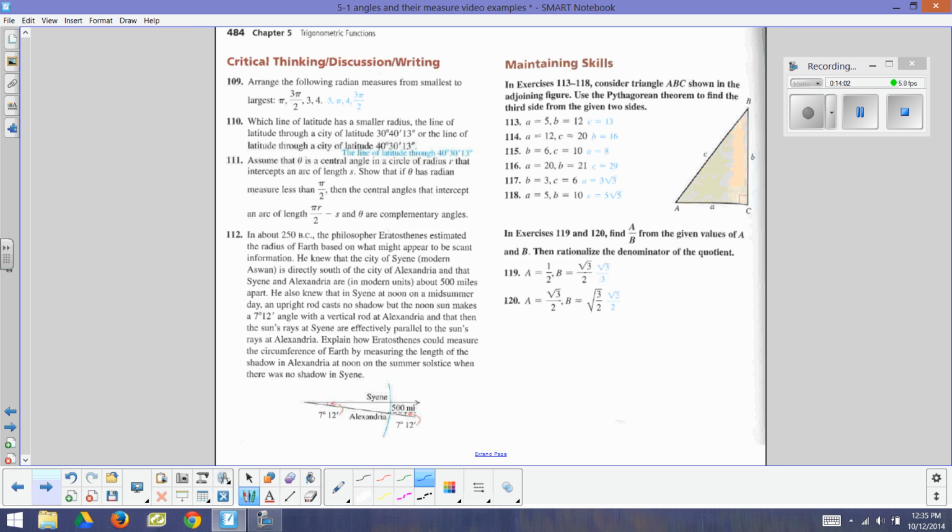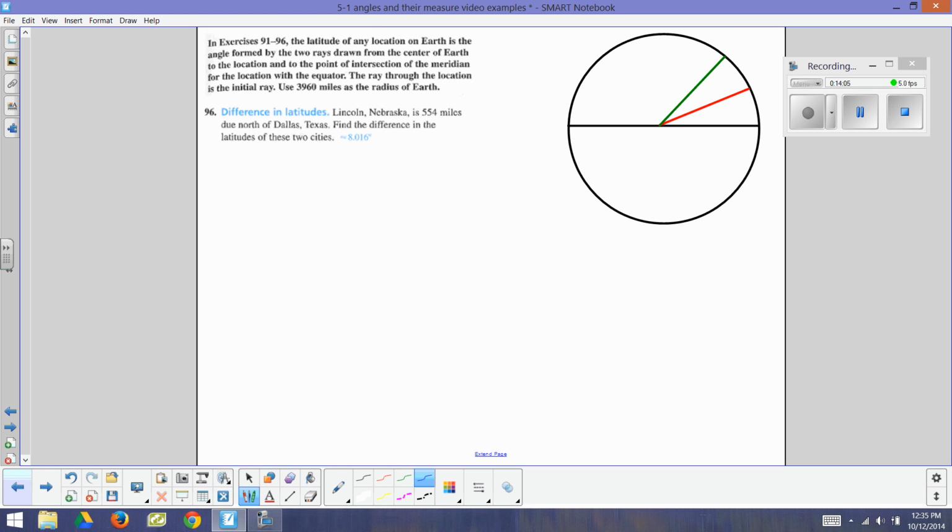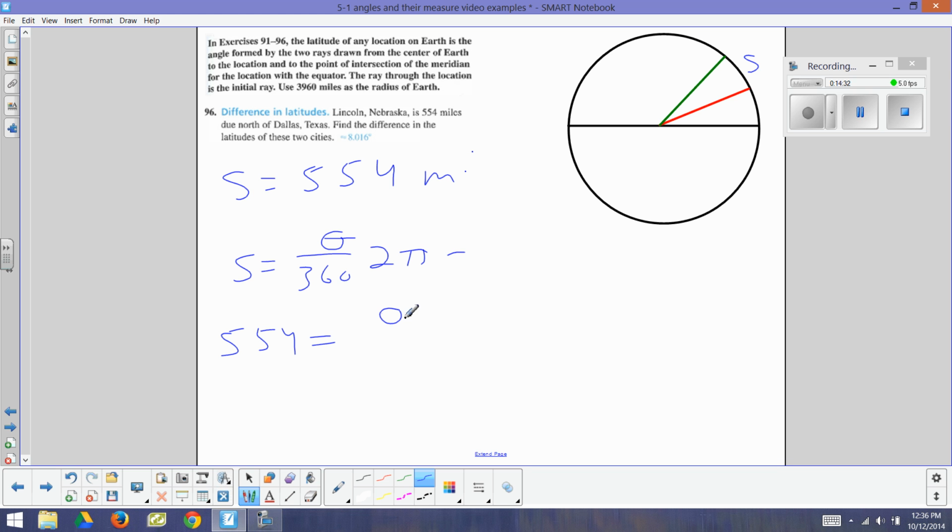Difference in latitude. Now it's telling you the arc length. It's telling you this S here, this arc length of S. It tells you that S is equal to 554 miles. Find the difference in the latitudes of these two cities. I know that S is equal to theta over 360 times 2 pi r. So 554 is equal to theta over 360 times 2 pi. And remember, your radius is 3,960.